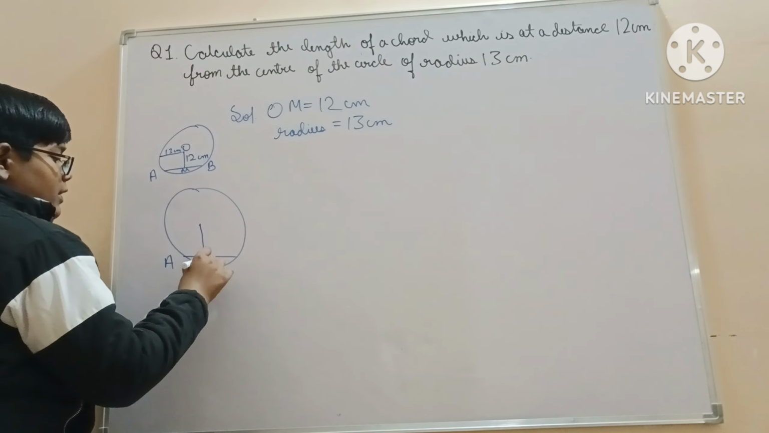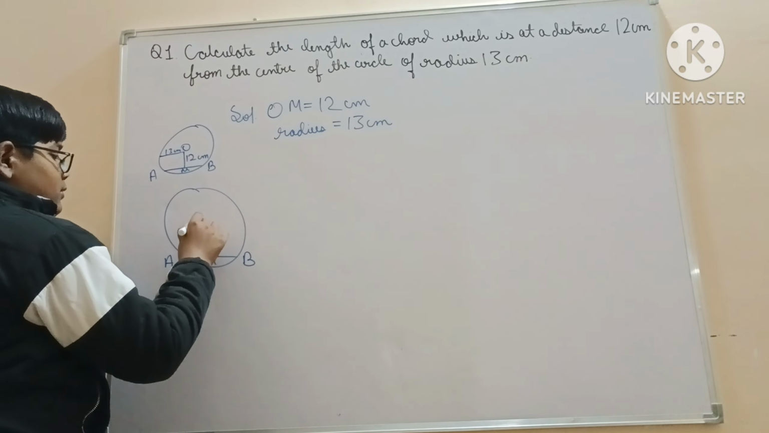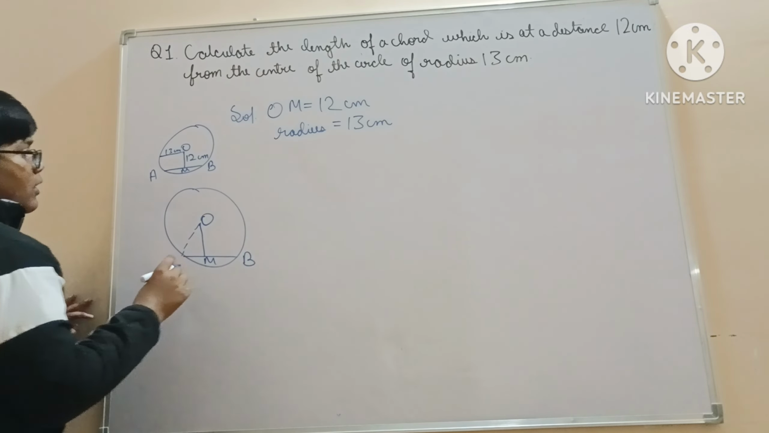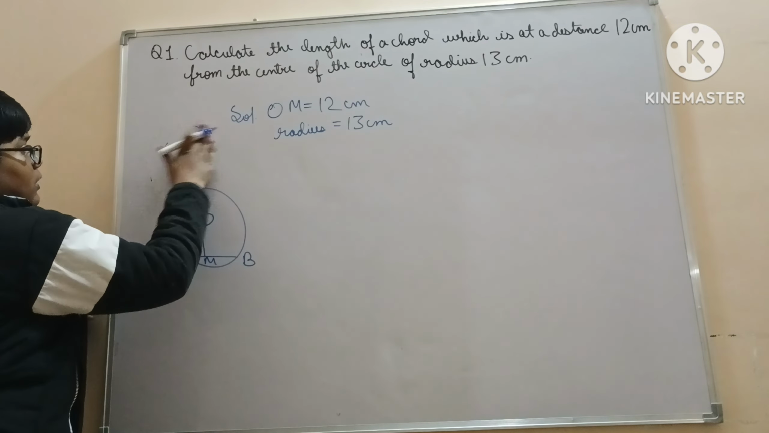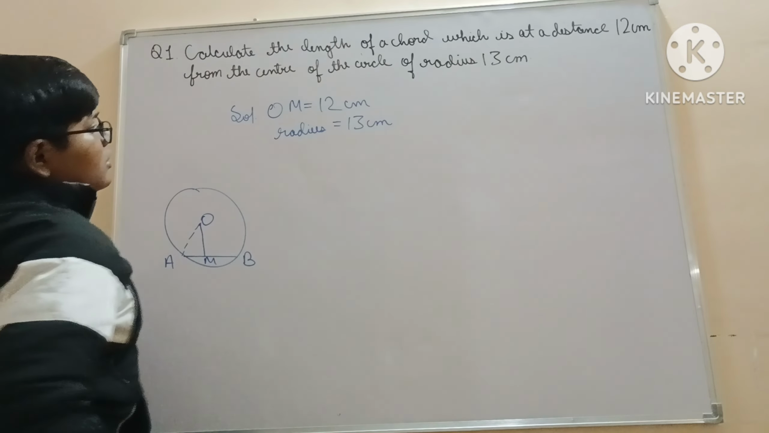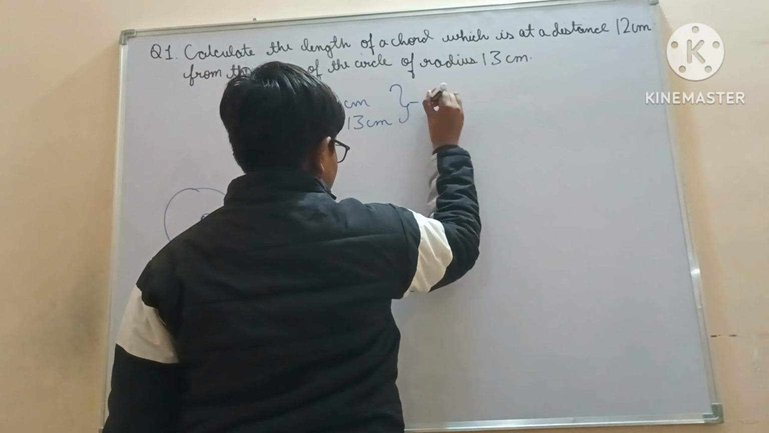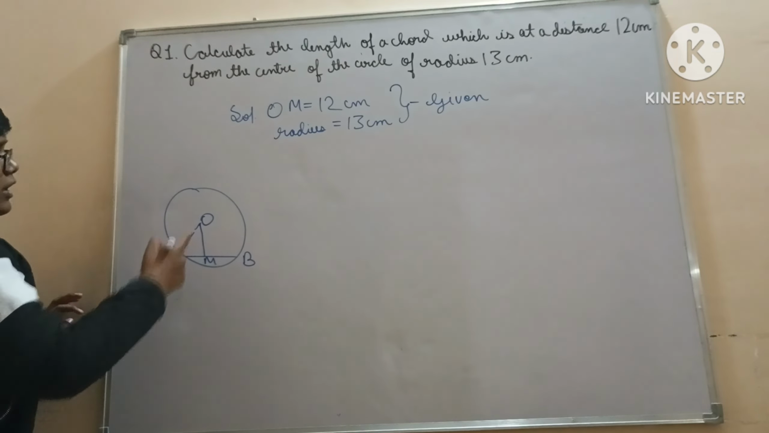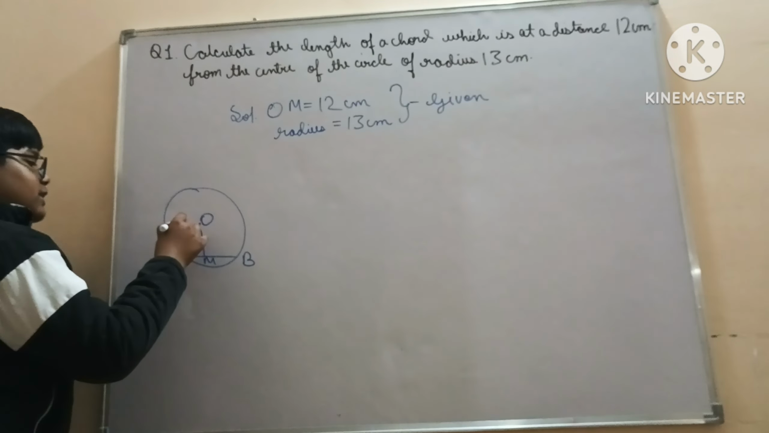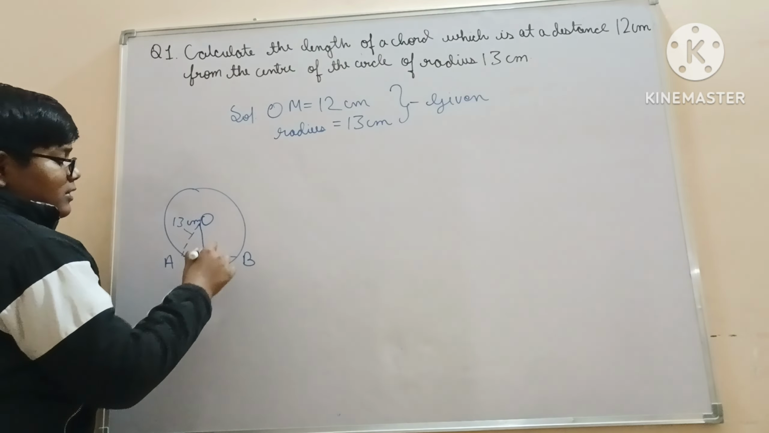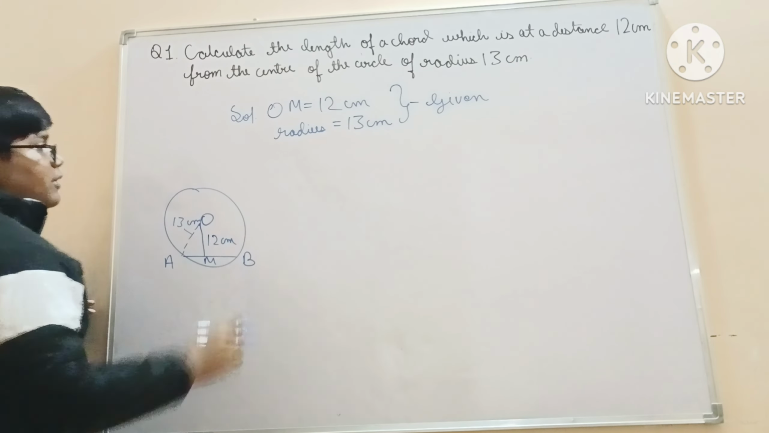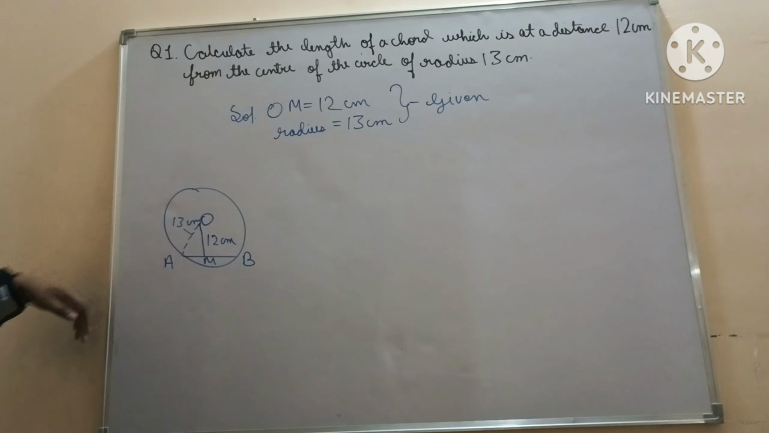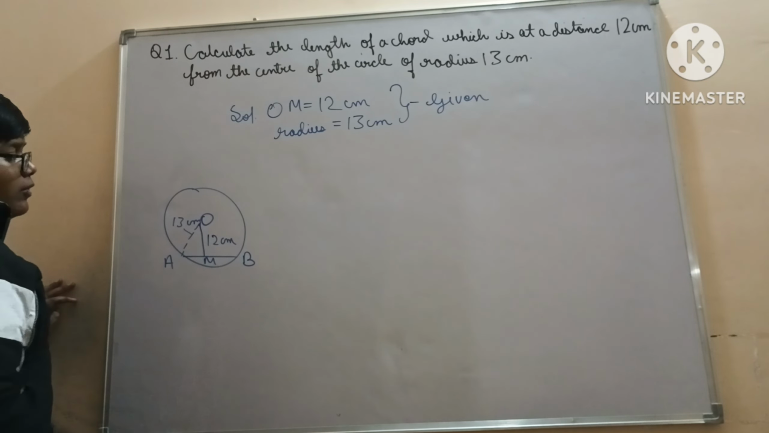A, M, B. This is the radius O. The given things in the question are that the radius is 13 cm and this OM line is 12 cm. Now we have to calculate the length of the chord. This length of the chord we have to calculate.